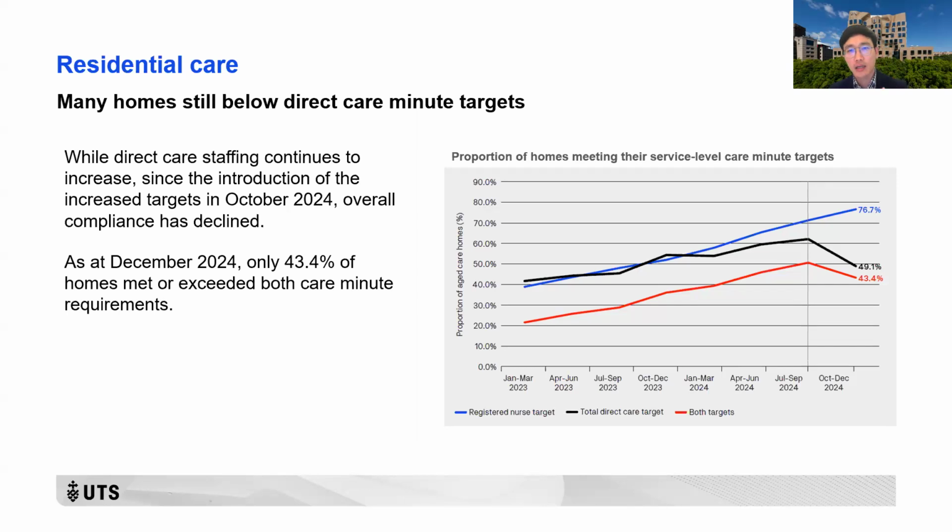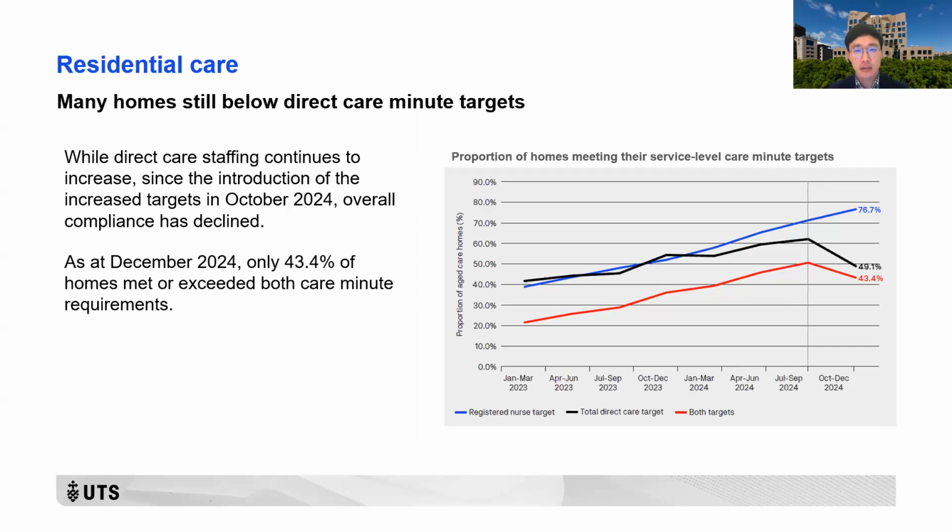So after the target was introduced in October, the compliance rate for meeting both the registered nurse target and total direct care target, in the red line, declined to 43%. This decline is attributable to a lower compliance rate with the total direct care target, but not quite from the registered nurses. One of the key things I would like to note here is that we have estimated this compliance rate by assuming that all homes have utilized the full 10% of the enrolled nurse times.